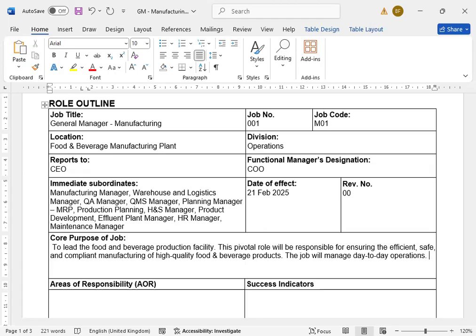So, day-to-day operations, then I would say optimize. Is that correct spelling? I think Z. I'd like Z. Okay. Optimize production.